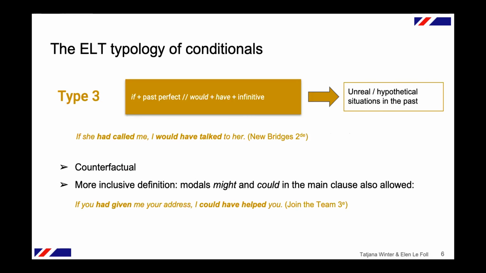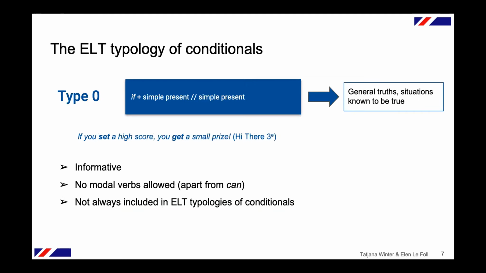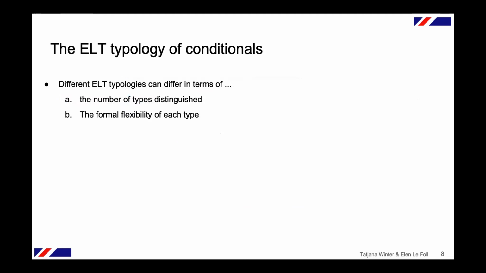And then we have type 3 conditionals, where we have an unreal or hypothetical situation in the past, a counterfactual statement, and that's characterized by the if plus past perfect and then would have plus infinitive. Some textbooks and learner grammars also add a type 0 conditional or a general truth conditional with simple present in both clauses, but not all textbooks.